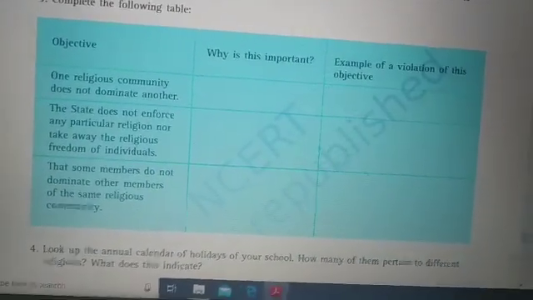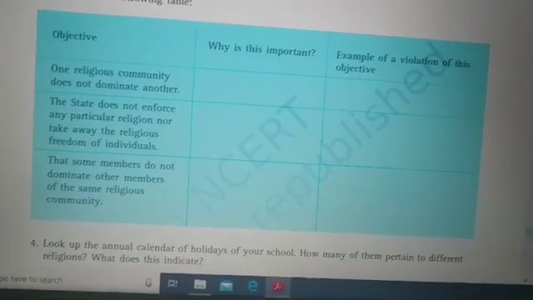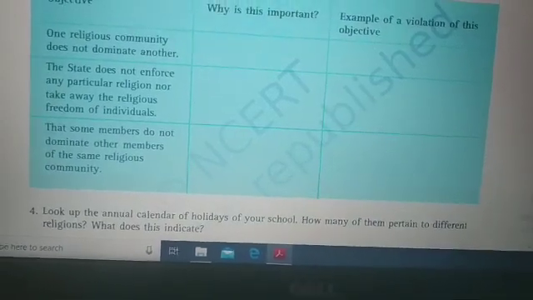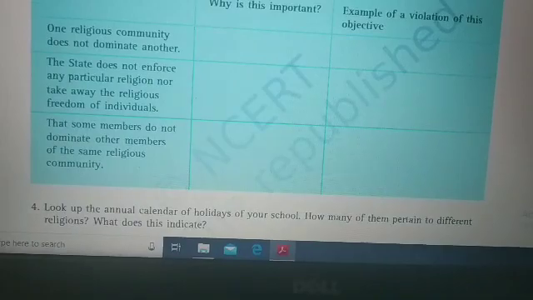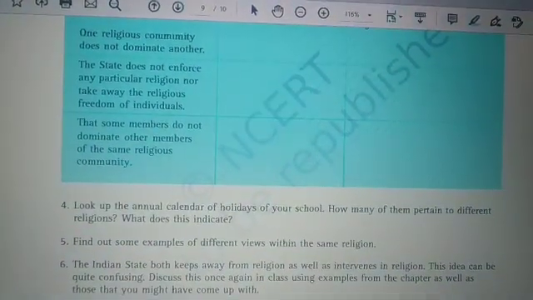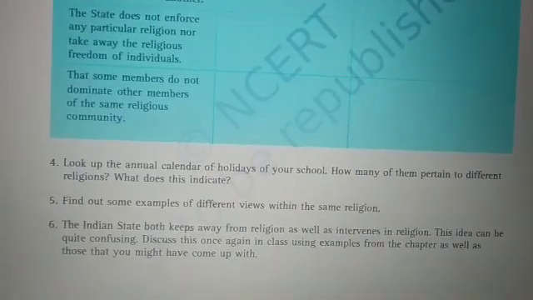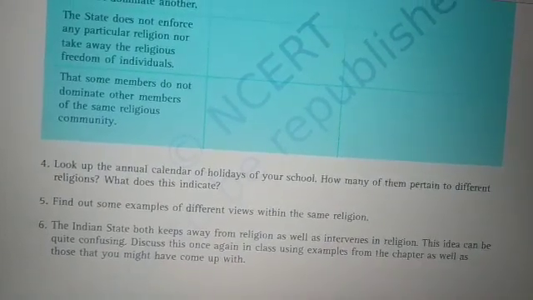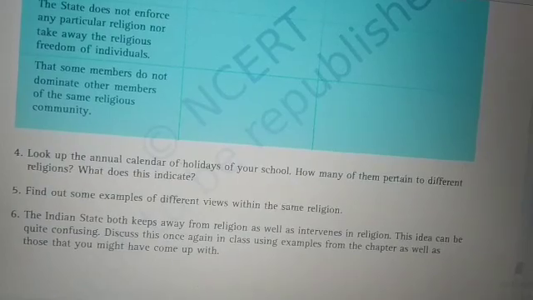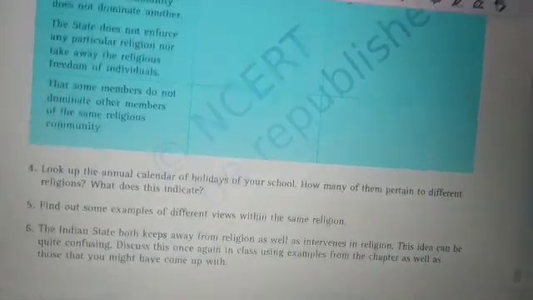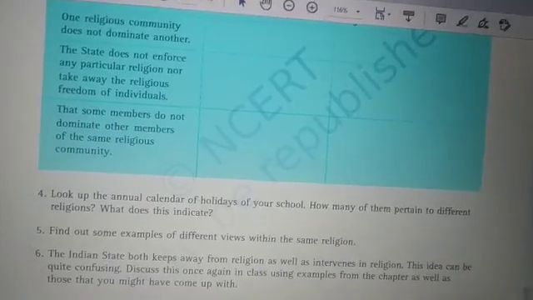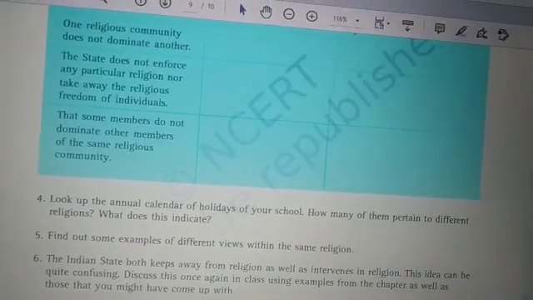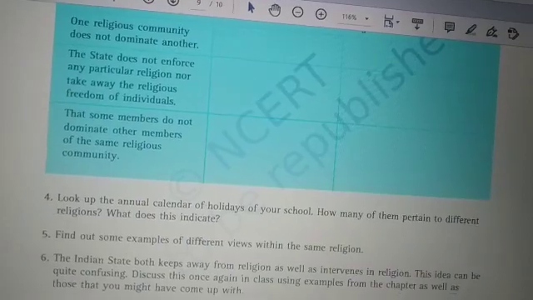You all will get these answers in PDF form also. So we are moving to our next question. Look up the annual calendar of holidays of your school. How many of them pertain to different religions? What does this indicate? As you all know, we have so many holidays in our annual calendar, government holidays as well as holidays in private schools. So this indicates that India is a secular country where we treat every religion equally, whether a festival relates to Hindu, Muslim, Christianity, Buddhism or any other religion.